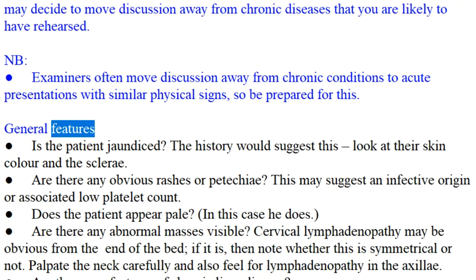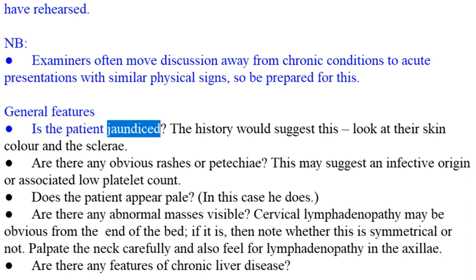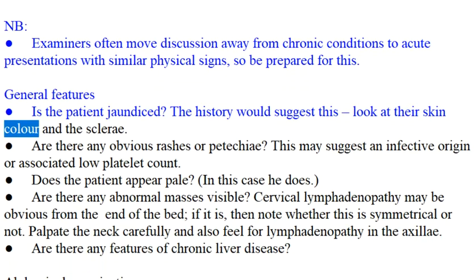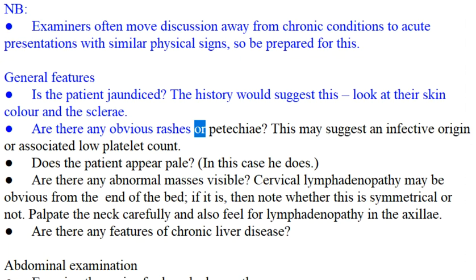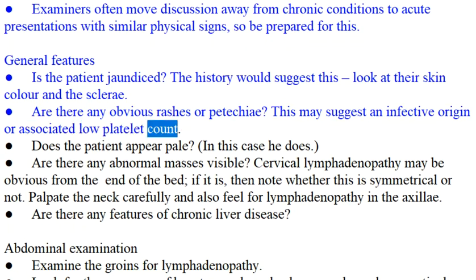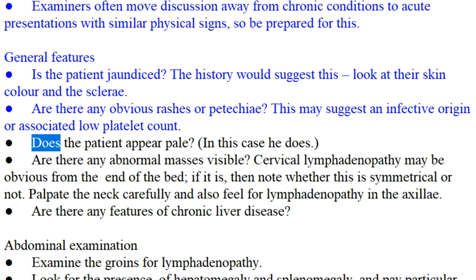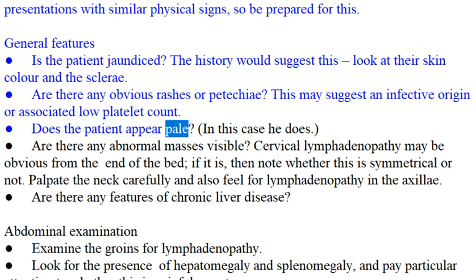General features. Is the patient jaundiced? The history would suggest this. Look at their skin color and the sclerae. Are there any obvious rashes or petechiae? This may suggest an infective origin or associated low platelet count. Does the patient appear pale? In this case he does.